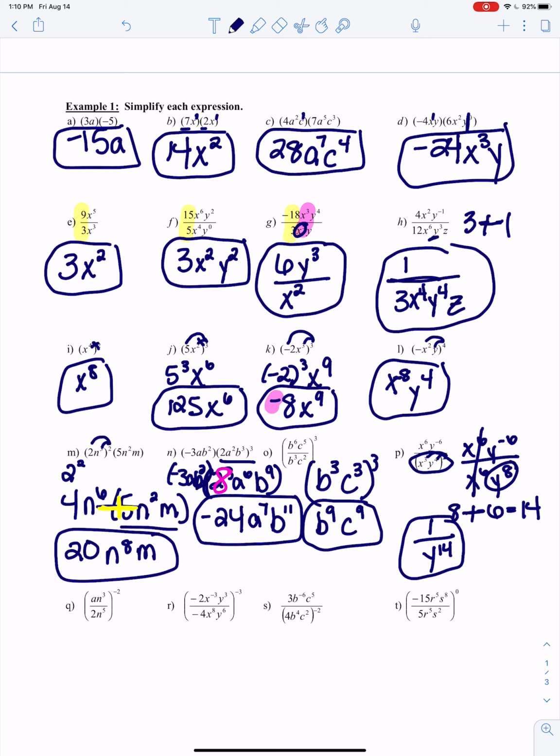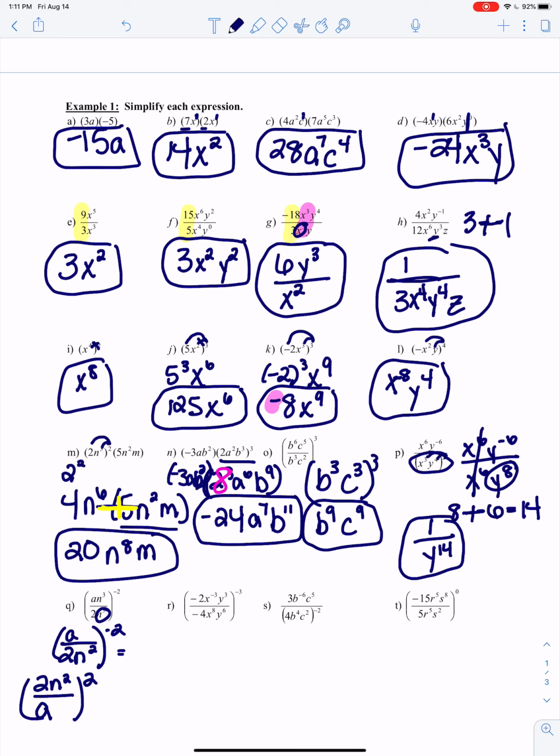Okay? On Q, if I try to clean this up any on the inside first, I'll get n. So if I do 5 minus 3, I'll get 2, and it's bigger on the bottom, so I know n is going to go on the bottom to the negative 2nd. Now, a negative power also means my fraction is going to flip. So I'm going to rewrite it as 2n to the 2nd over a. And now my negative exponent goes away. I just flip my fraction, everything just flips.